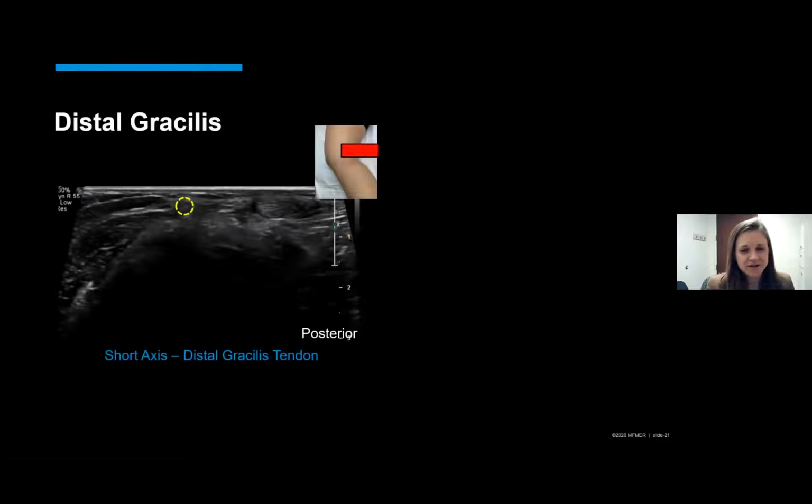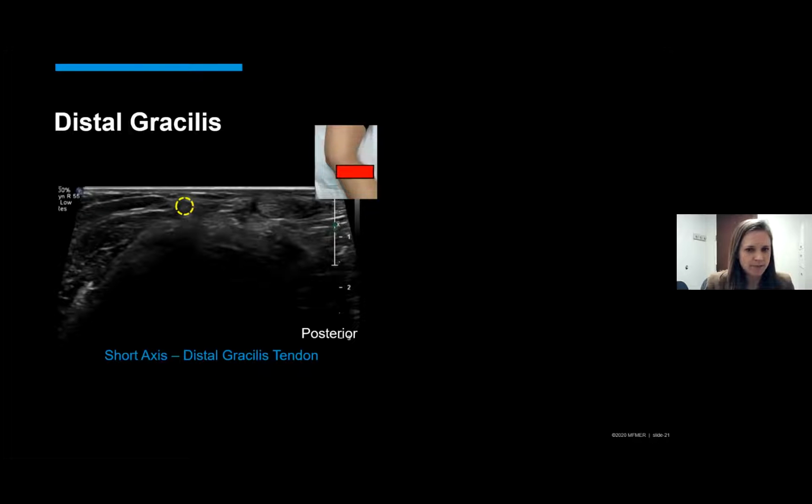While we've obviously found the pathology in this patient, it's always important to do a complete evaluation, especially when doing and billing for a complete diagnostic ultrasound. So moving more medially, we can evaluate the distal gracilis. Here we are again in short axis at the popliteal fossa, and you can see the gracilis as this fibrillar tendon just medial to the semitendinosus and lateral to the muscle belly of the sartorius.